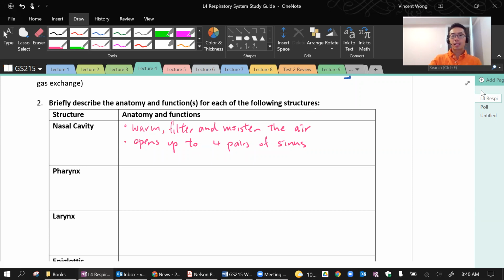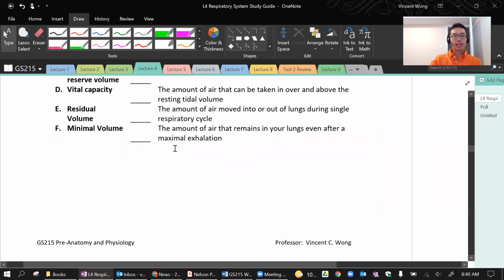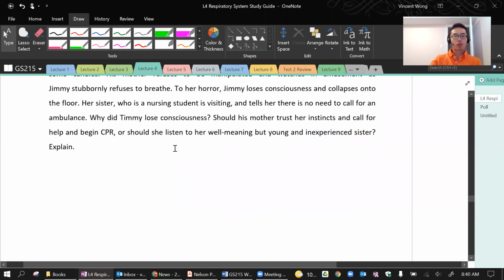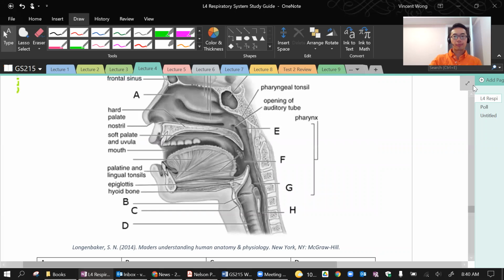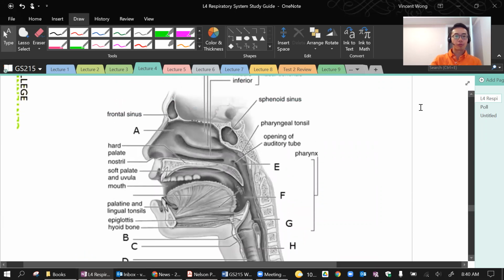All right. So let's take a look at this diagram. It's something that I already labeled in the lecture, but let's go through it quickly, for those of you who need a refresher. This is a sagittal view of the head. Sagittal, like you cut this way, and you're looking at it from the side. You can see this entire area is the nasal cavity. So it's really big.